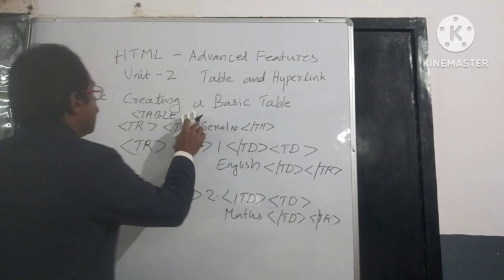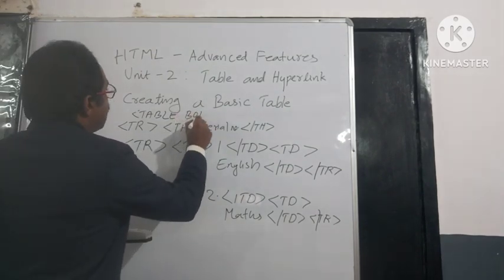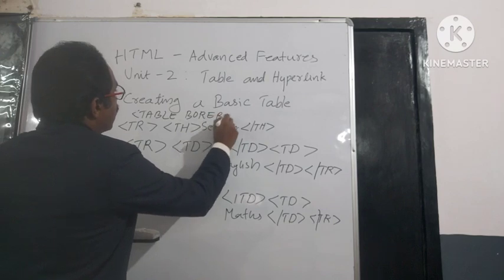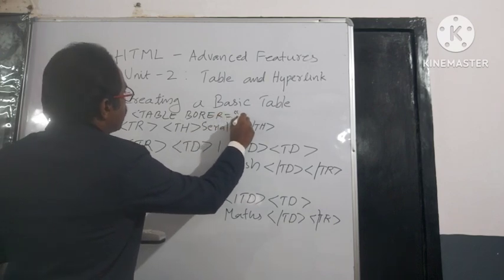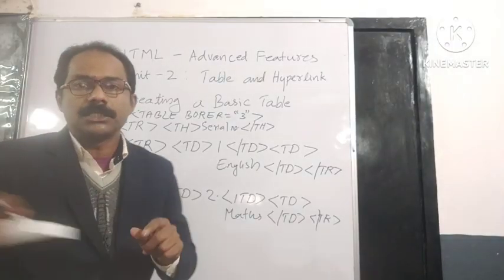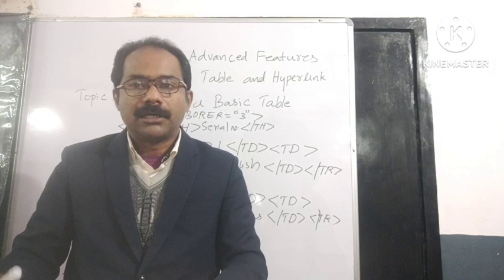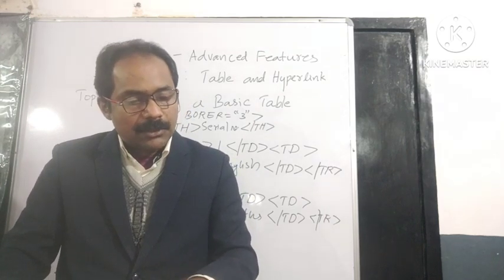So table is the tag, border is the attribute. Border equal to 3 or 2. We have to write it like this. Now close the angle bracket. This way we have to write the border attribute of the table tag.